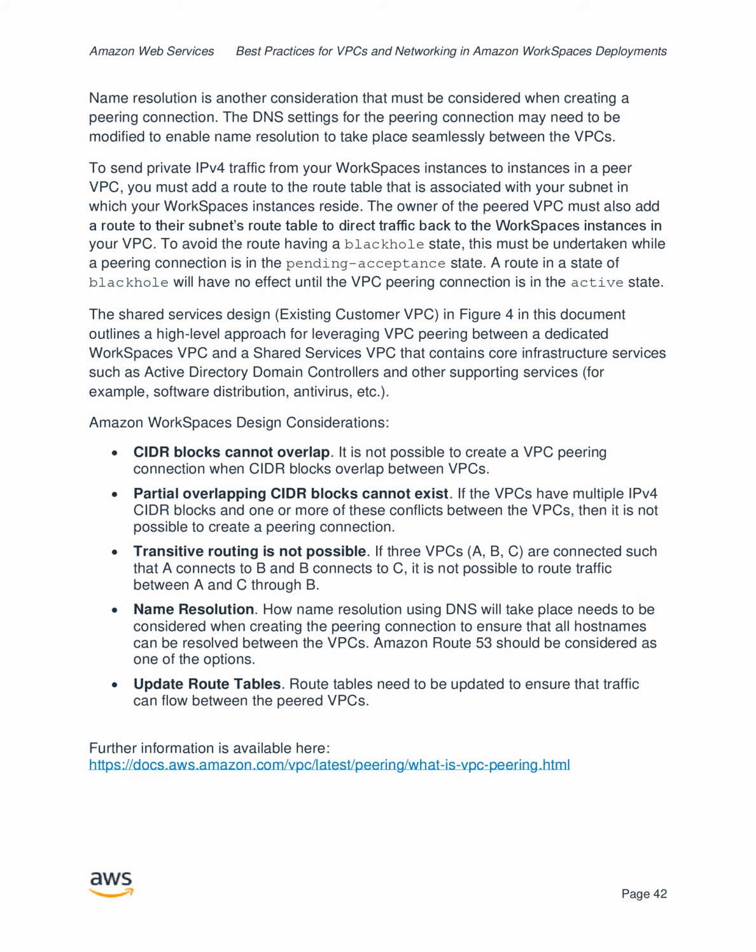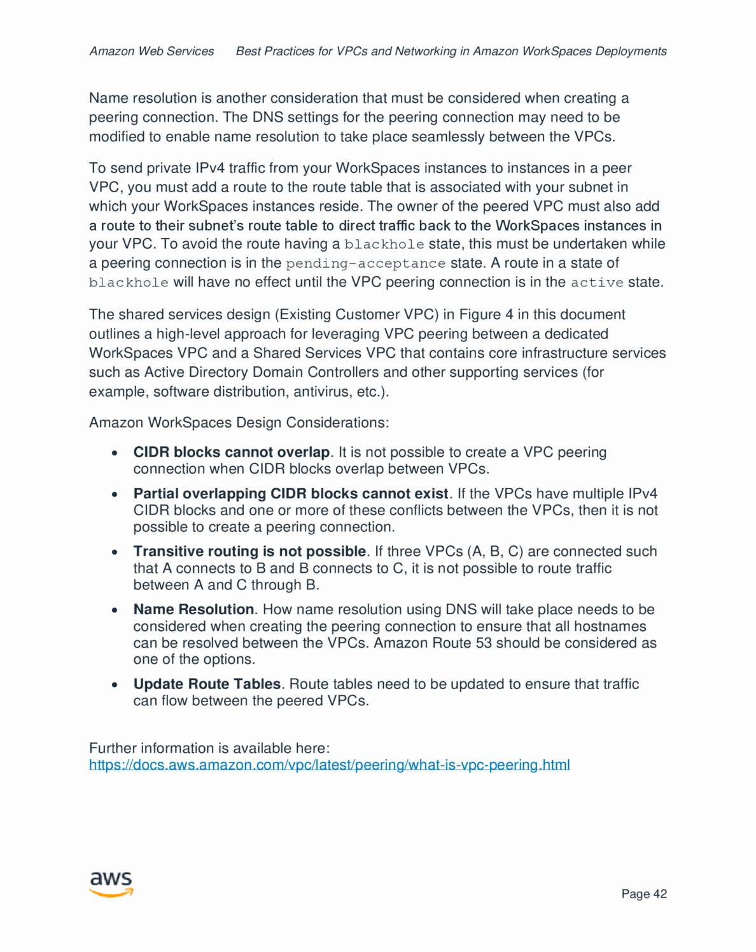Amazon WorkSpaces design considerations. CIDR blocks cannot overlap. It is not possible to create a VPC peering connection when CIDR blocks overlap between VPCs. Partial overlapping CIDR blocks cannot exist. If the VPCs have multiple IPv4 CIDR blocks and one or more of these conflicts between the VPCs, then it is not possible to create a peering connection. Transitive routing is not possible. If three VPCs, A, B, C, are connected such that A connects to B and B connects to C, it is not possible to route traffic between A and C through B.